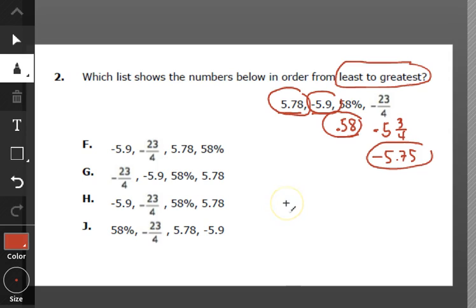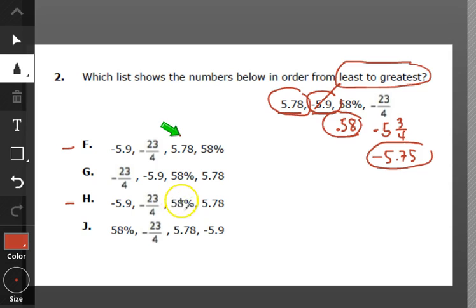Okay, so we know that the negatives are going to be on the left-hand side of this thing, being the least. And I would say that negative 5.9 is our least number, because it is further to the left than negative 5.75 if we were thinking about a number line. So I now know I'm in either F or H already. The next one in line is that negative 5.75, which both of them have. Now is when it switches on F and H.